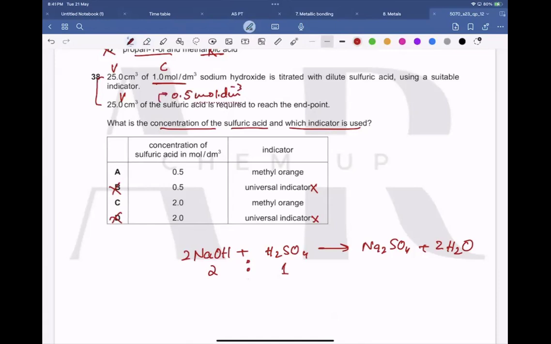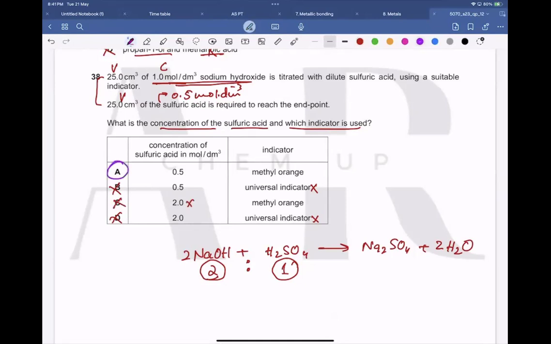Because from the equation we got to know that whatever the moles of sodium hydroxide is, sulfuric acid's moles must be half of them. So if they both have the same volume, then whatever the concentration of sodium hydroxide is, the concentration used for sulfuric acid must be half of it. Is this understandable? Okay, so let's make C go wrong because the concentration given over here is wrong. So A is the correct answer.